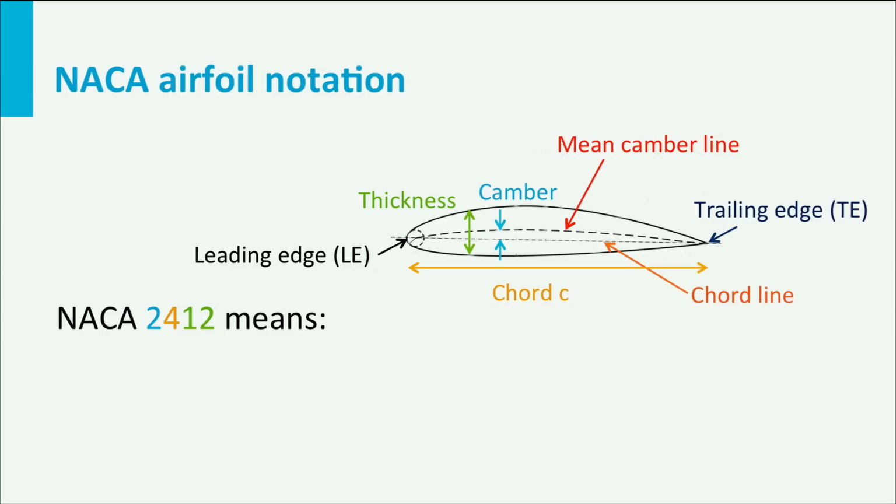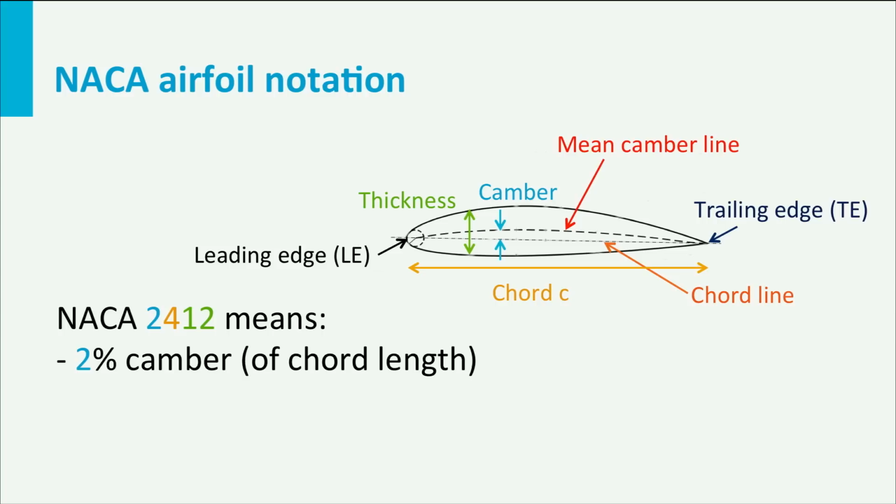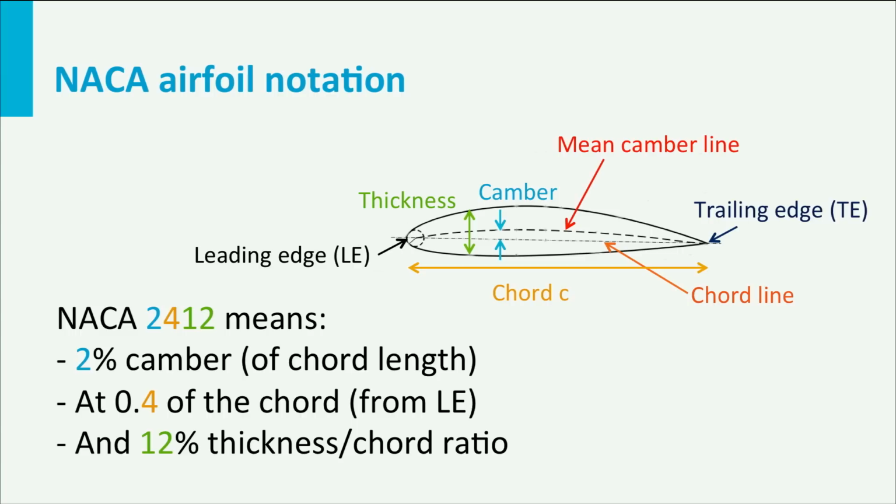As example, NACA 2412. The first two means that the profile has a camber of 2%, so it has a maximum distance of 2% times the chord length between camber and chord line. The second digit in the number indicates the position of that camber with reference to the leading edge, 0.4 times or 40% of the chord length. The last two digits indicate the thickness of the profile, in this case 12% of the chord length.